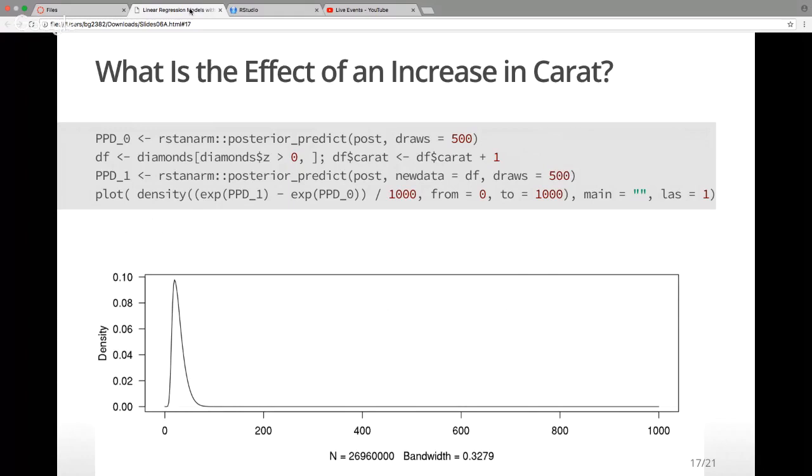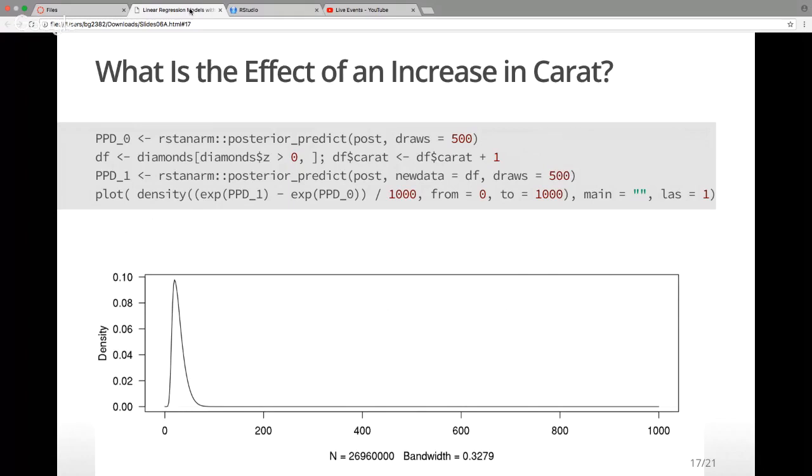Then you make yourself a new data set, making sure you have the same observations as before. You add 1 carat to all of those diamonds. You call posterior predict again with new data to get what you predict log price to be if every diamond had 1 more carat in it. Then that's predictions in terms of log price. We don't care about that. So we do EXP of this minus EXP of that.